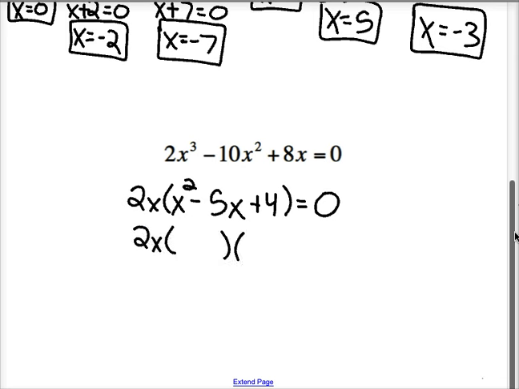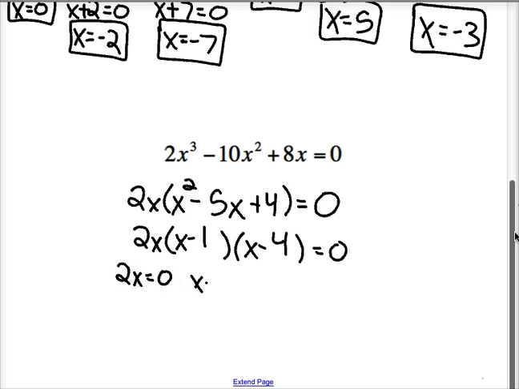And now I can get my two parentheses. Two things that multiply to 4 and add to negative 5. Well, the only way to multiply to be positive, yet add to be negative, so you're looking for two negative numbers, and you're going to want negative 1 and negative 4, because those will multiply to be a positive 4, while adding to give you negative 5.